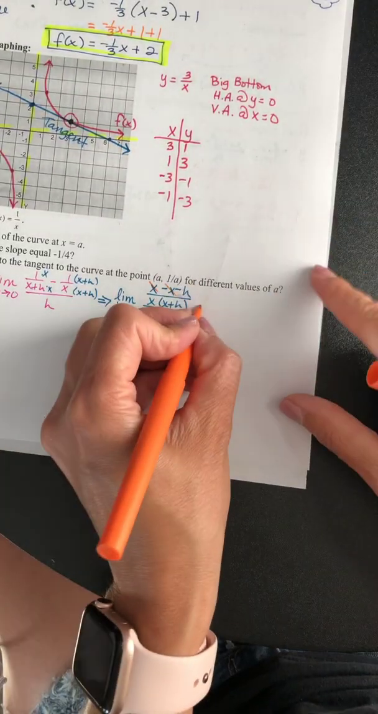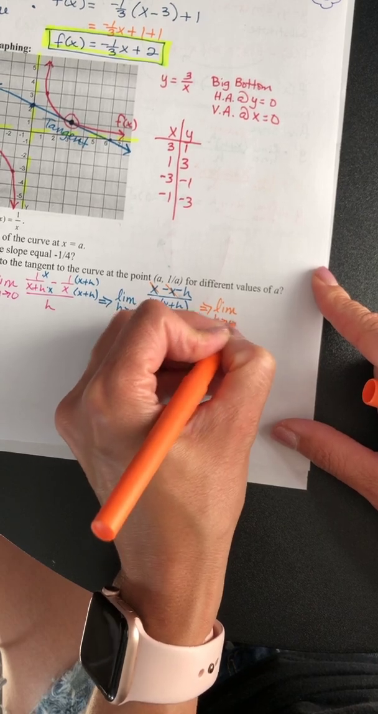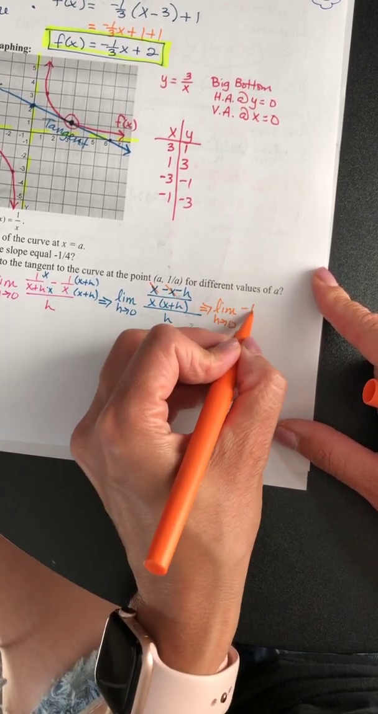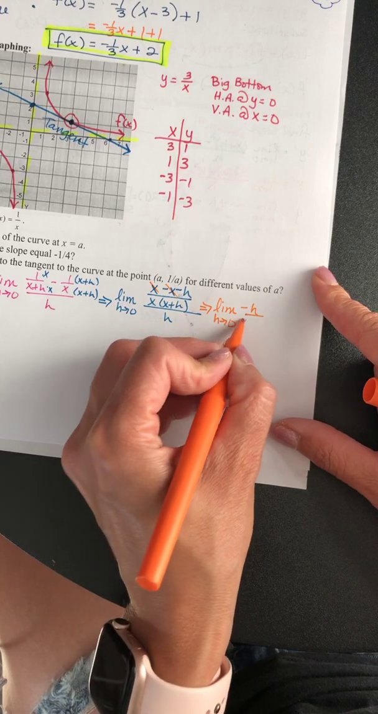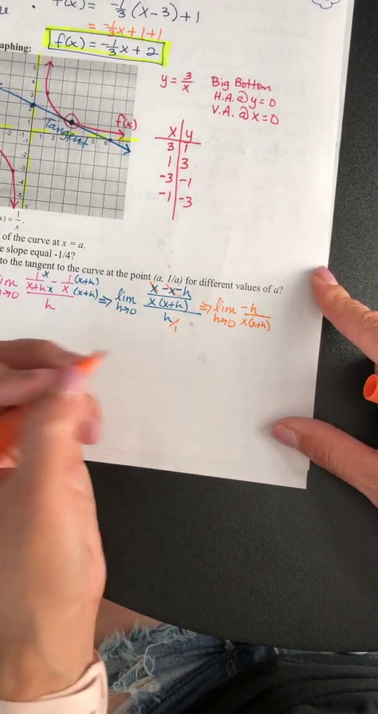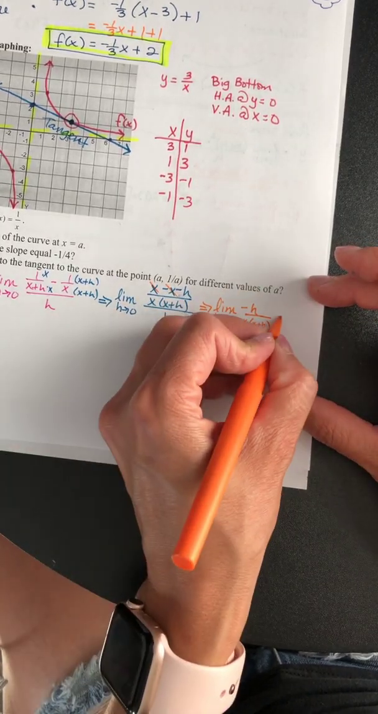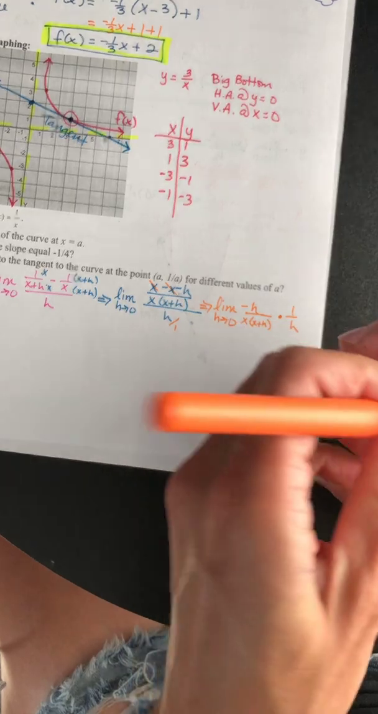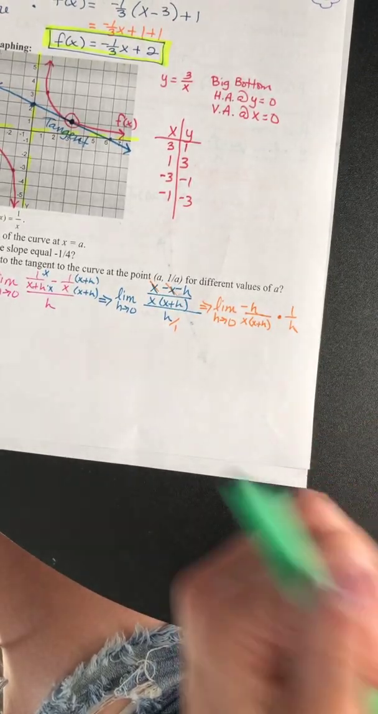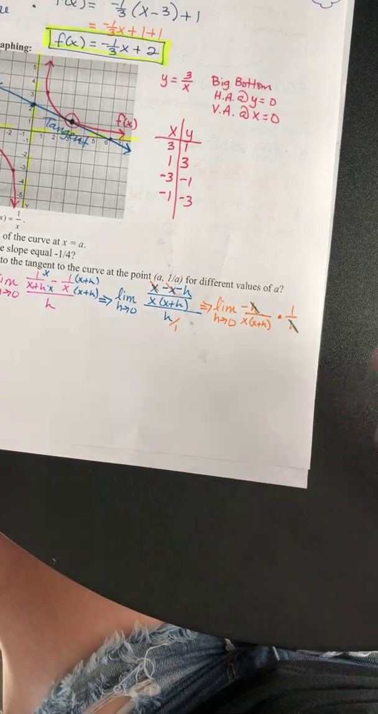We can rewrite this. I have some room right here, so I'll rewrite it. So I'll have the limit as h approaches 0 of negative h over x times x plus h, divided by h over 1, but dividing fractions is easy as pie. Flip the second and multiply. And then these h's cancel. They gone.